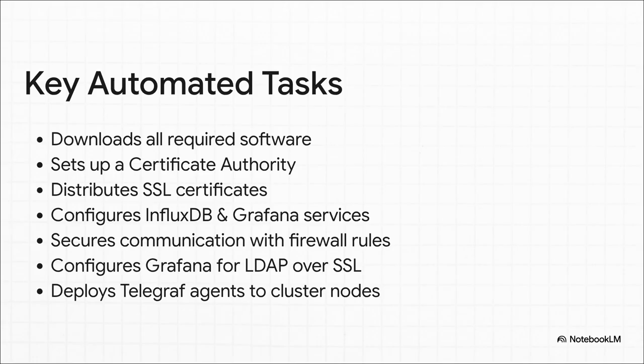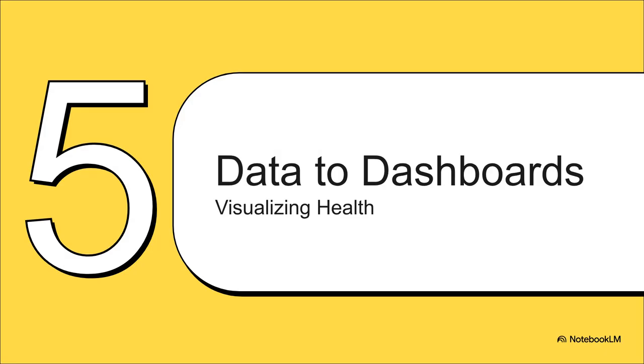I mean, it downloads all the software, it builds a whole certificate authority, it pushes out SSL certs, sets up firewall rules, it even deploys the Telegraf agents to all your cluster nodes for you. This is the kind of stuff that would take hours, maybe even days to do by hand, and it's all done in minutes. Okay, the setup is done, the automation has worked its magic.